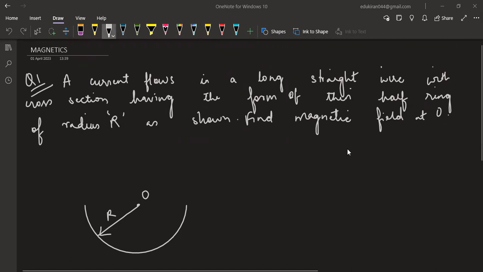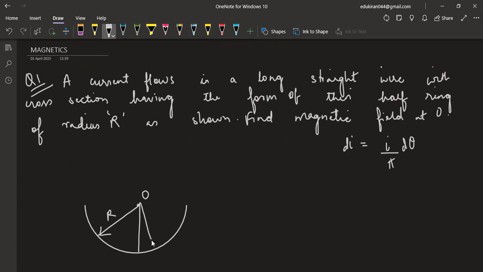Class, use this in the question. dI is given as I by pi d theta. Here you just choose a segment, then only you'll be able to answer the question. This part is very small. This very small portion, dB, is what you are calculating. So from this one, resolve the vectors, then only you'll get the answer.